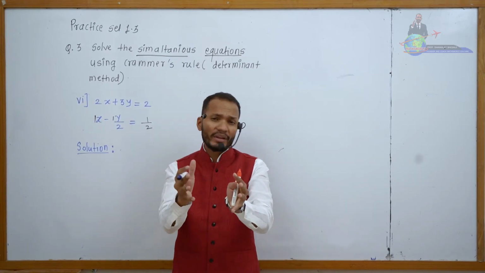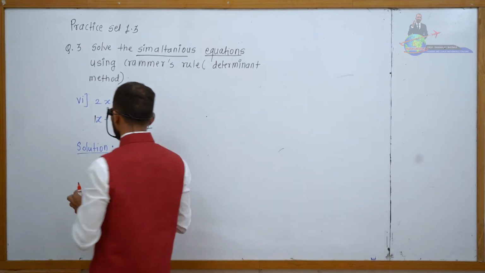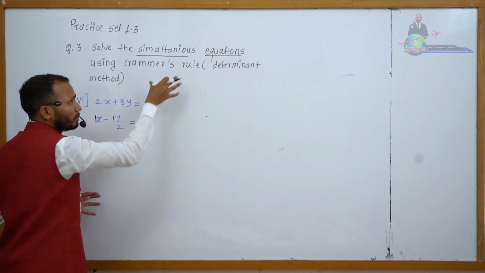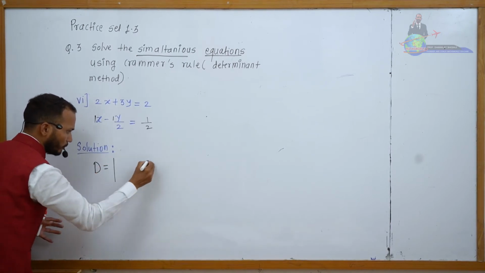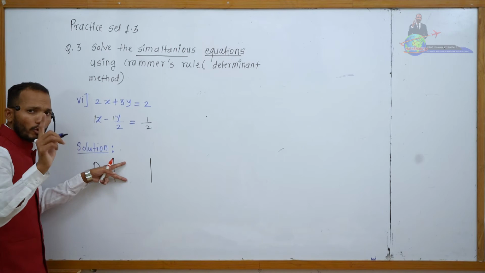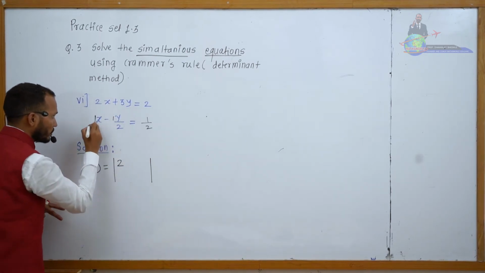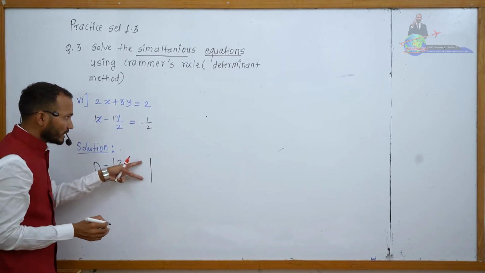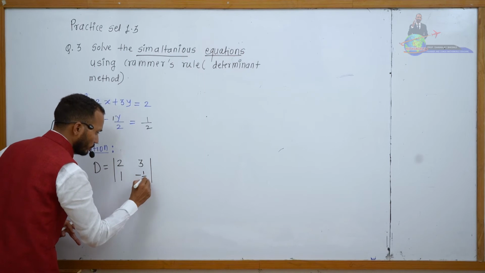So student, we have to find the value of x and the value of y. Let's now, with the help of Cramer's rule, first find the determinant D. The first column is the coefficient of x, so here is 2, 1. The second column is the coefficient of y, so here is 3 and minus 1 by 2. Correct?